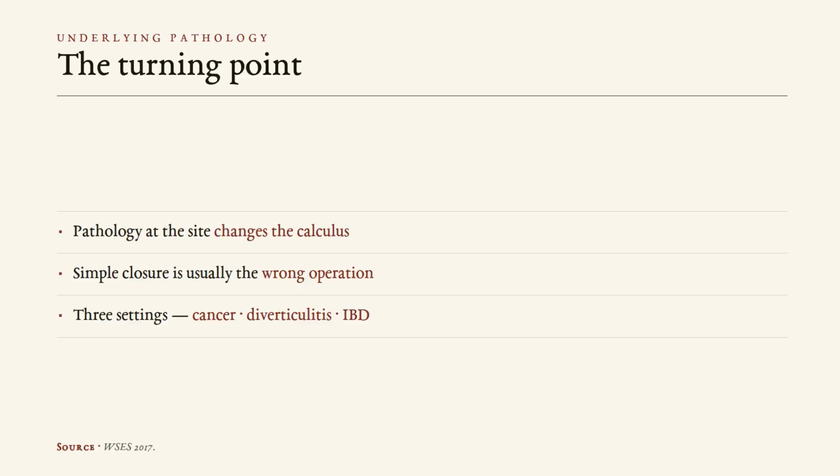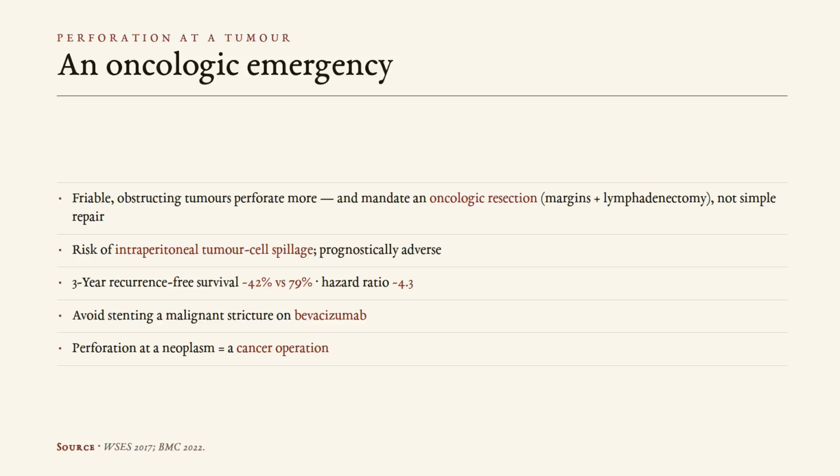Now to the heart of this episode. When there is pathology at the perforation site, the calculus changes. Simple closure is usually the wrong operation. Consider three settings. First, perforation at a colorectal cancer. A friable obstructing tumor is both more likely to perforate and, once perforated, mandates an oncologic resection with proper margins and lymphadenectomy, not a simple repair.